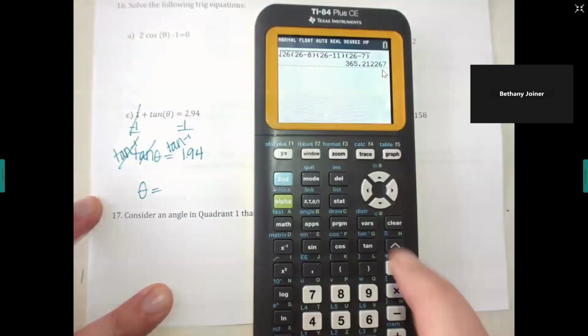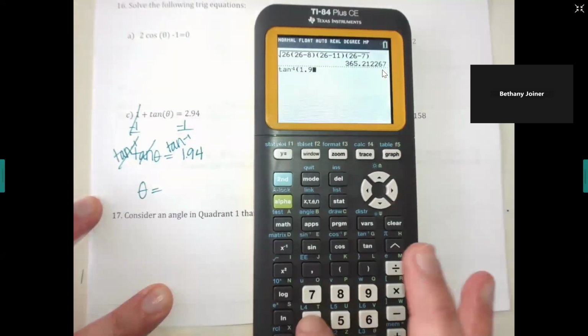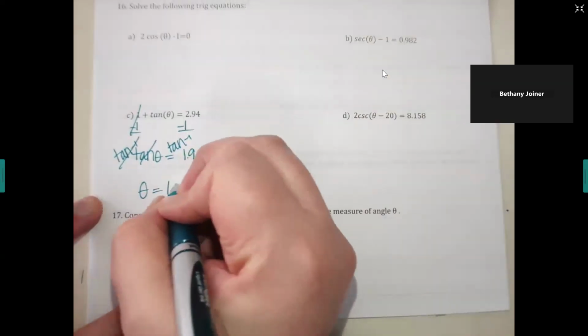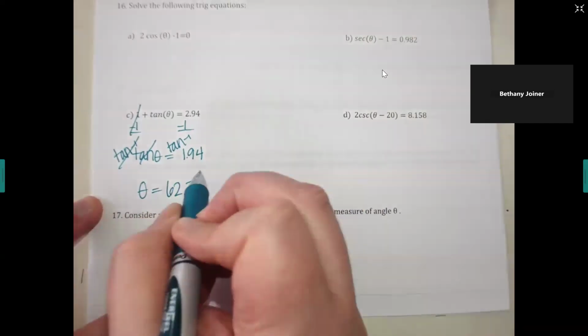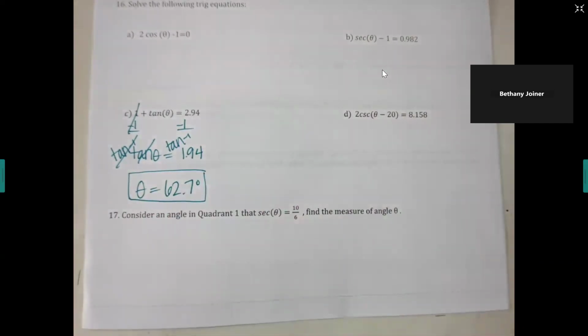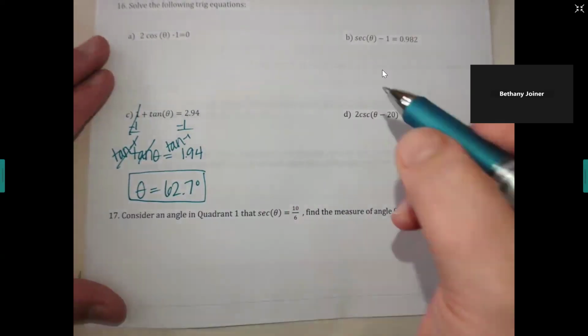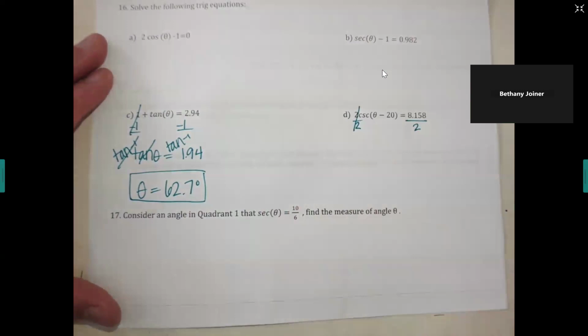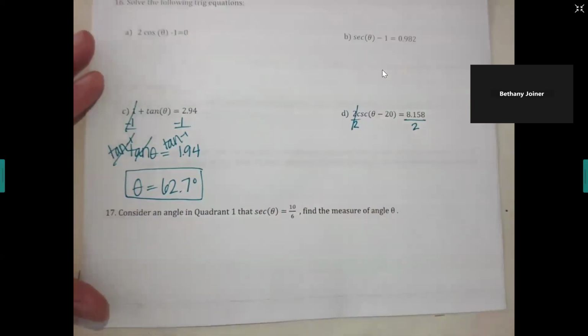Okay, so then in your calculator, second tan on 1.94, you should get 62.7 degrees. Okay. Now let's do the one right next to it. What do you think I should do first to get rid of that 2 in the way? Divide. Now notice you're not going to actually divide it. You're just going to put it as a fraction. Don't actually divide it out in your calculator.